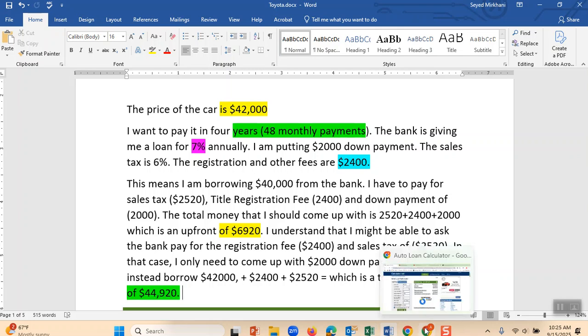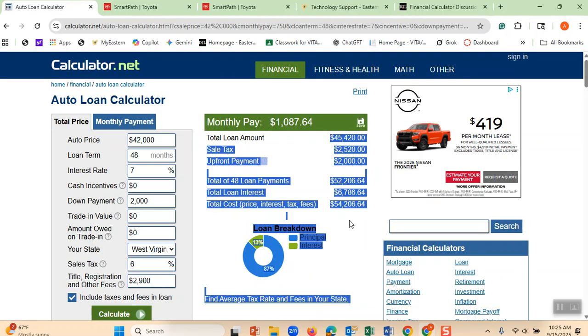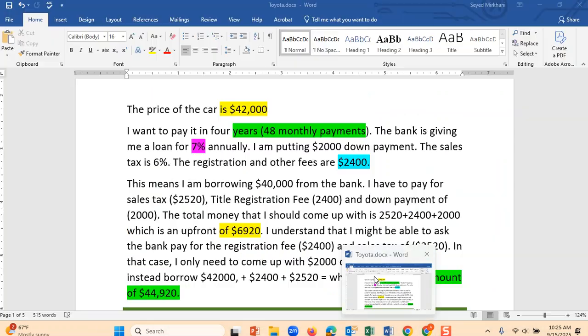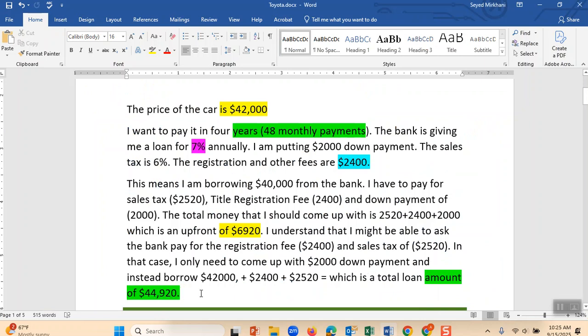44,900. Let me make sure I put it. The total amount of financing is that, the total amount of loan payment is here. Suppose I can put this one here. Let's look at here. I come here. The total amount of loan is this much. This was a little bit different because I had used another car. And that's why you see my numbers are a little different.